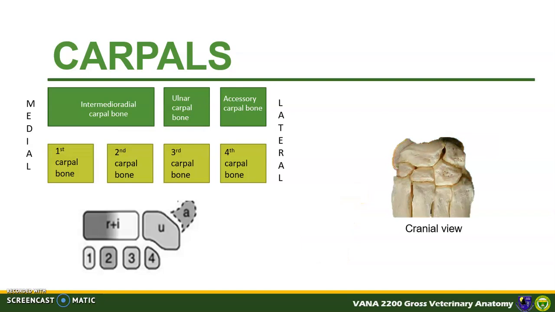Now let's discuss the bones of the distal row. The first carpal bone is the smallest carpal bone. The second carpal bone is wedge-shaped. The third carpal bone is larger than the second carpal bone, while the fourth carpal bone is the most lateral and the largest carpal bone of the distal row.